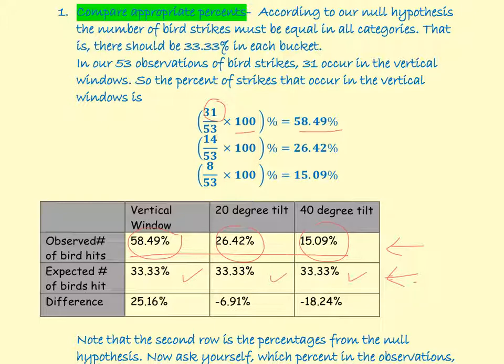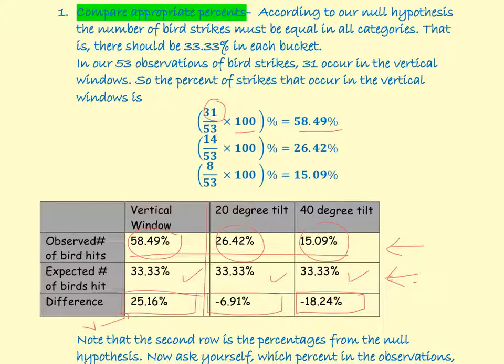Now we calculate the difference. We look at the vertical windows. We take the difference of the observed and expected percentages. We take the difference for the observed and expected percentages for the 20-degree tilt, and we take the difference for the 40-degree tilt as well. We look at which category the observed value deviates a lot from the expected percentages, and that would be the vertical windows.